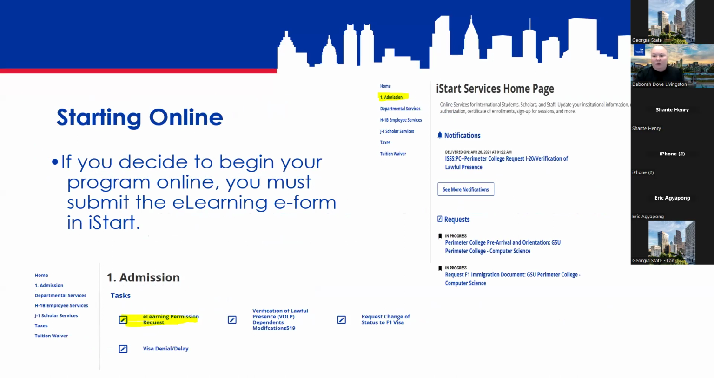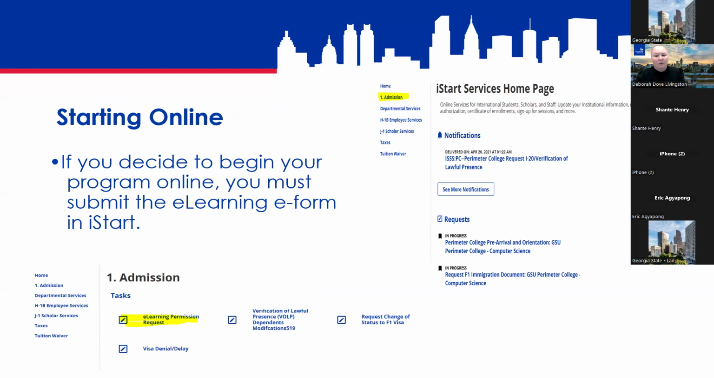For students whose visa may be delayed or denied but still wish to begin studies, you can do so by completing the e-learning permission request e-form in your iStart account. Completing this e-form will alert our office that you intend to study from your home country for the semester you selected on the e-form. Once submitted and approved by our office, we will update your student account and you can continue with your next steps toward registration.